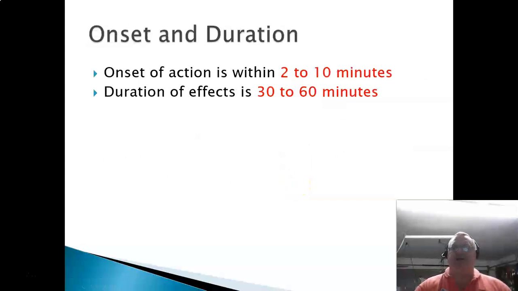Now, it usually takes about 2 to 10 minutes to work, and 30 to 60 minutes later, it usually is out of the system. And I can tell you that if you have a severe acidotic state, tricyclic antidepressant overdoses are a good example, where they continue to make the acid. You might actually have to put them on a drip in order to help maintain your pH balance.